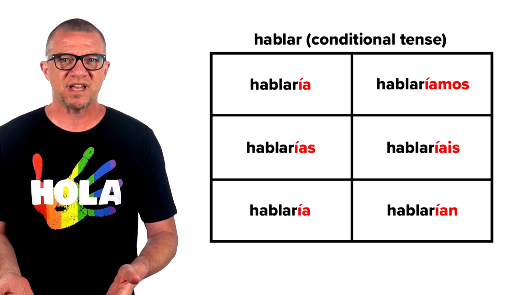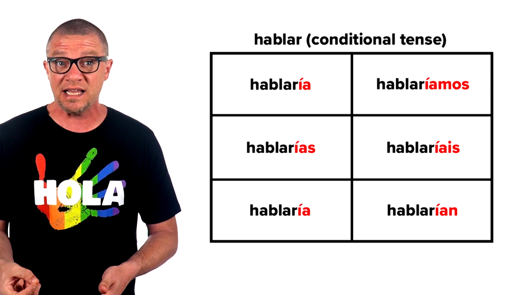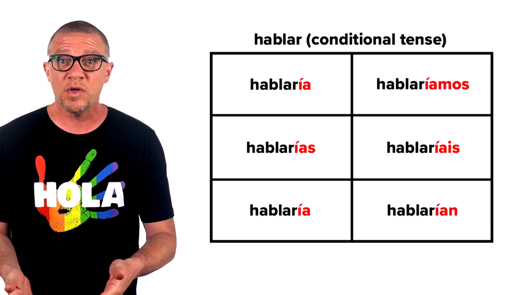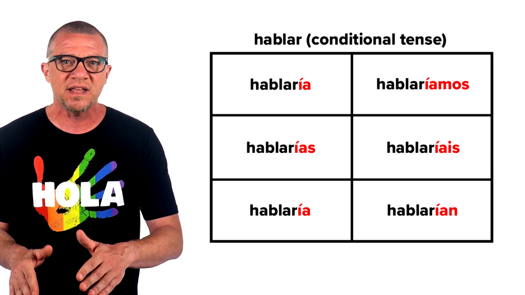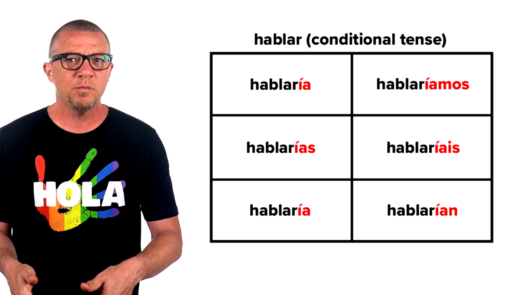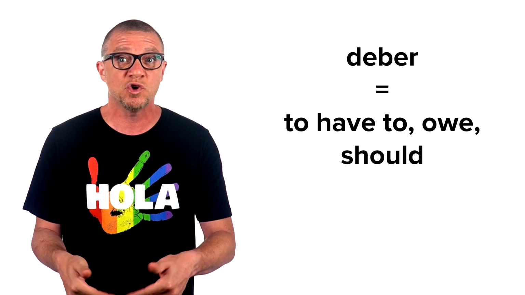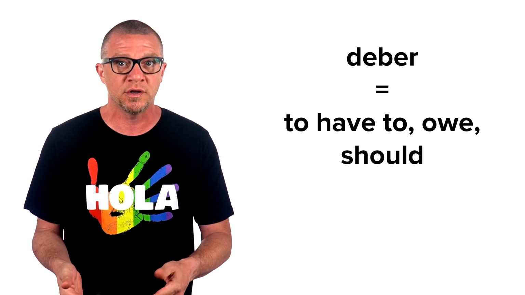This is something we've already seen in the imperfect tense and is something you get used to pretty quickly. Speaking of the imperfect tense, do you recognize these endings? Ía, ías, ía, íamos, íais, ían? Those are the same endings exactly that we use for regular ER and IR verbs in the imperfect tense. It'll be easier to see with an ER verb. Let's look at deber, which means to have to, owe, or should, among other things.